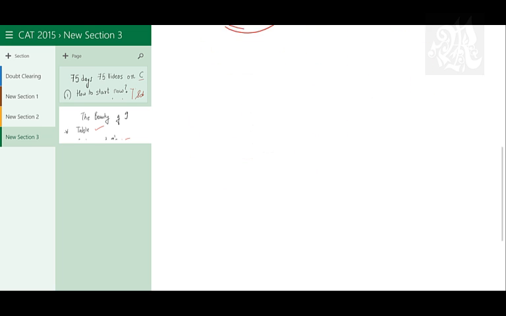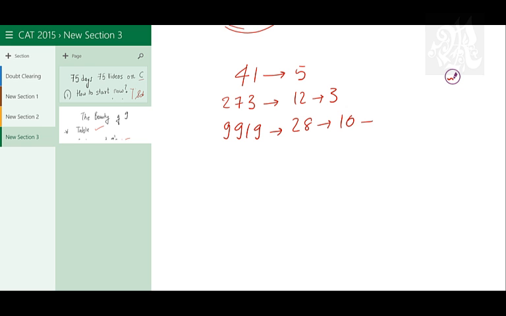But before we go there, let's understand one thing. Let's say you want to find the sum of digits of 41. You just say it's 4 plus 1, 5. Let's say you have a question, find the sum of digits of 273. You'll say it's 12, 3. Let's say you have a question which says find the sum of digits of 919. It's going to be 19, sorry, 9 plus 1 plus 9 is 19, which is 10, and 10 means 1. So let's say you have a question, find the sum of digits of something like this.